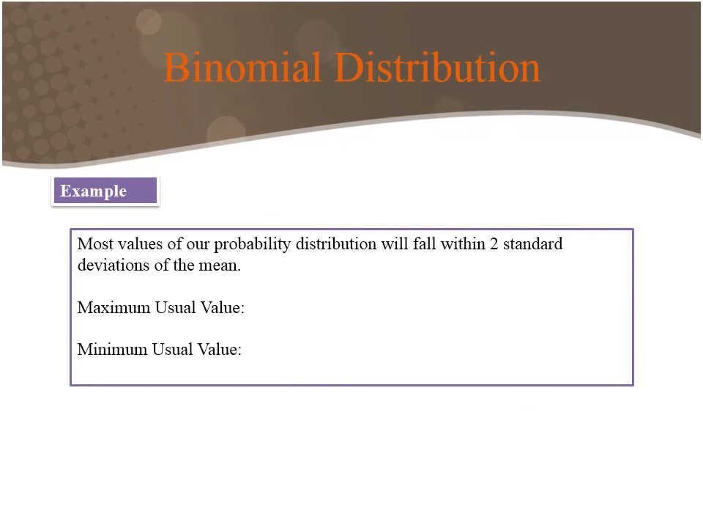Most values of our probability distribution will fall within 2 standard deviations of the mean. That is to say, the maximum usual value is the mean plus 2 times the standard deviation, and the minimum usual value will be the mean minus 2 times the standard deviation.